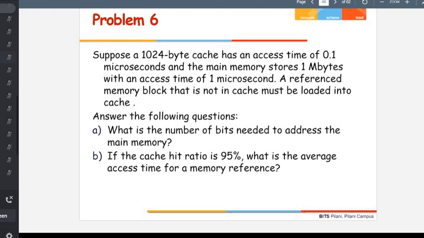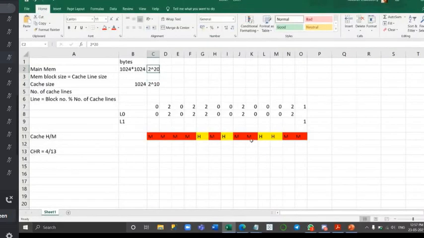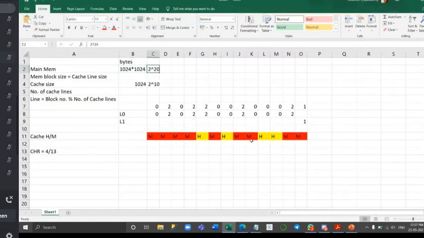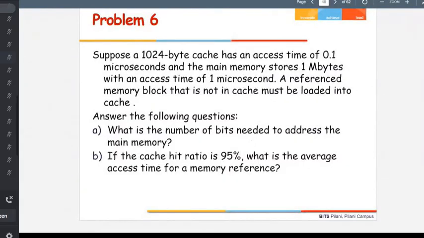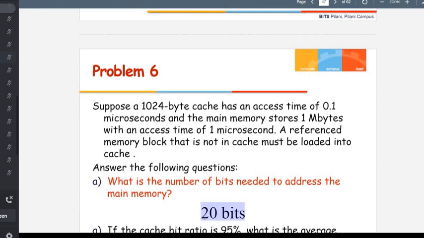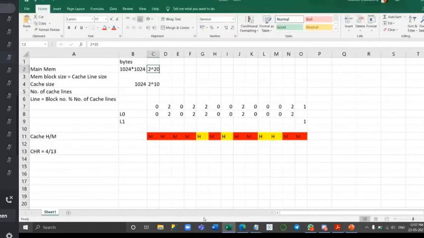A referenced memory block that is not in cache must be loaded into the cache. So what is the number of bits needed to address the main memory? We have main memory as 1 megabyte, which can be written as 2 to the power 20. So the number of address bits required to address my main memory becomes 20. We need 20 bits to address the main memory, because 2 to the power 20 is 1 megabyte, which is my main memory size.